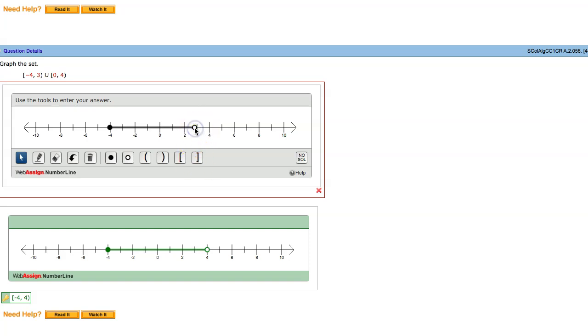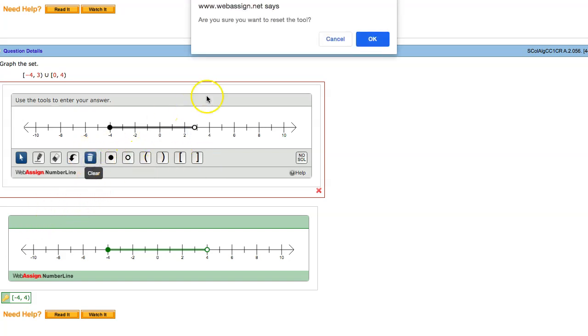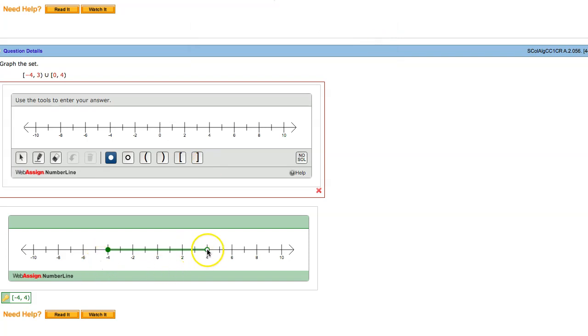Oops, I messed up my graph here. I need to delete this guy, sorry. Because +4 had, so it's this green guy, guys. It's not that guy up there. So because +4 had a parenthesis on him, you put an empty hole. And because -4 had a bracket on him, you put a filled in dot, right?